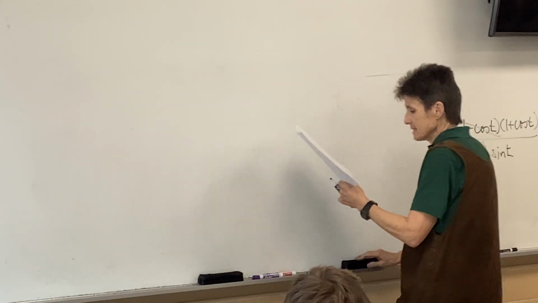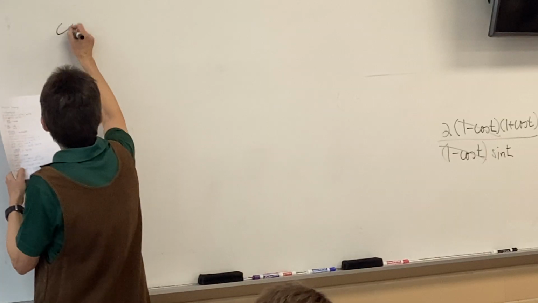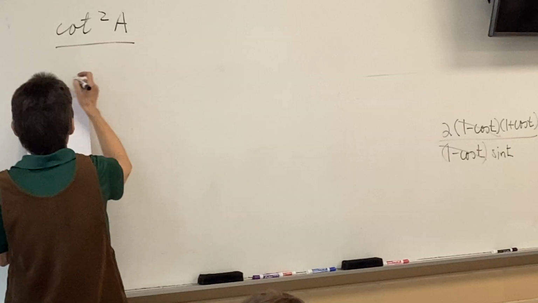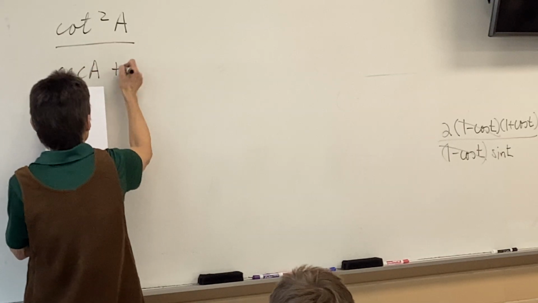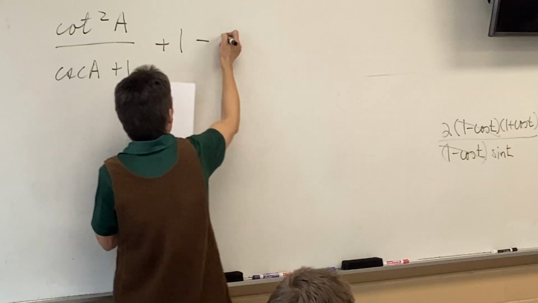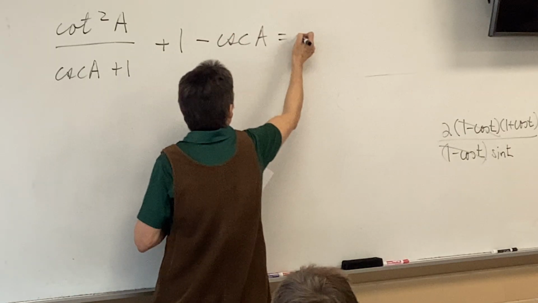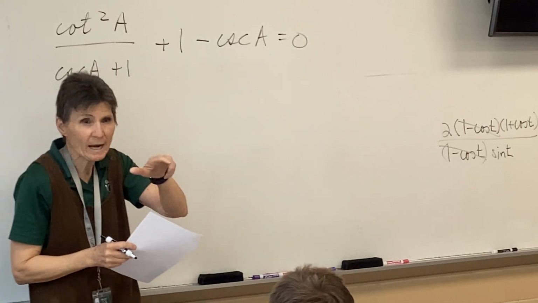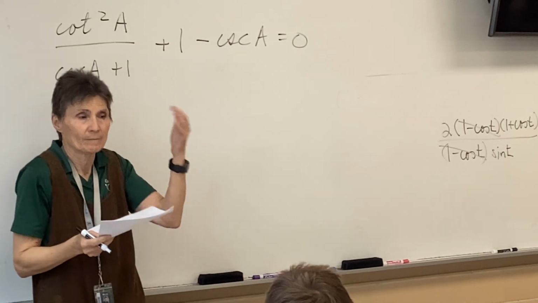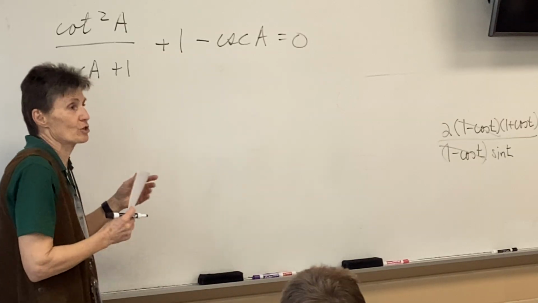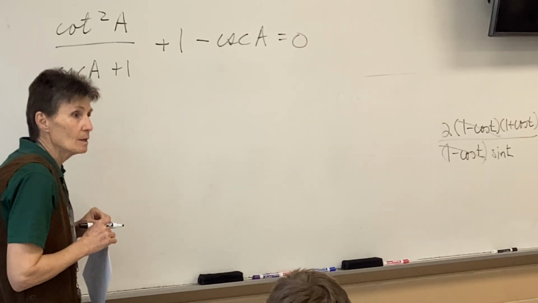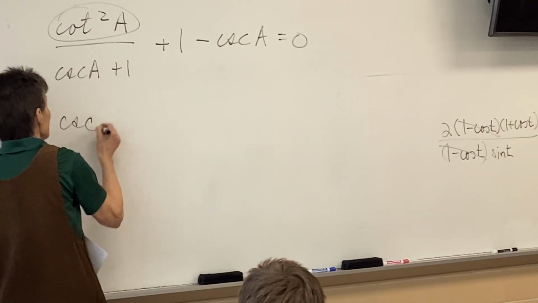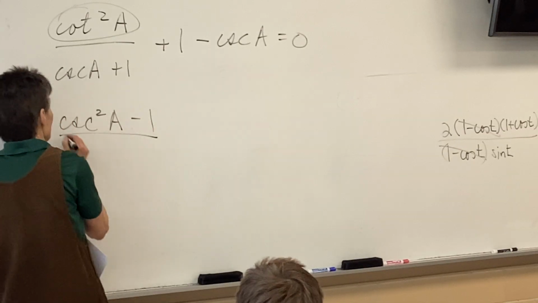On problem number 16, do you notice that the A is like an X, it doesn't matter what letter you use. Do you notice that you have a squared here? And what did we just talk about? If they're squared, you can replace them with something. All right, so what's cotangent squared? Cosecant squared minus 1. So I'm going to replace that with cosecant squared minus 1.